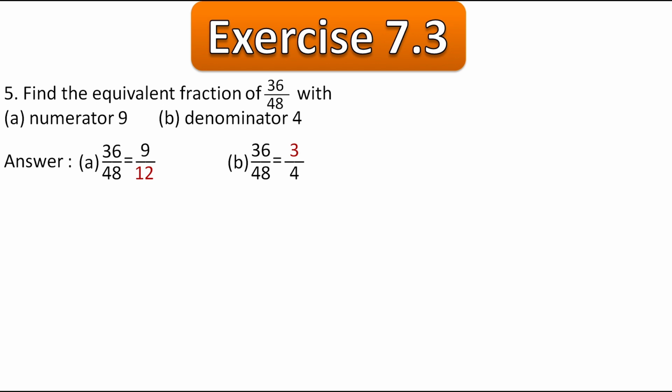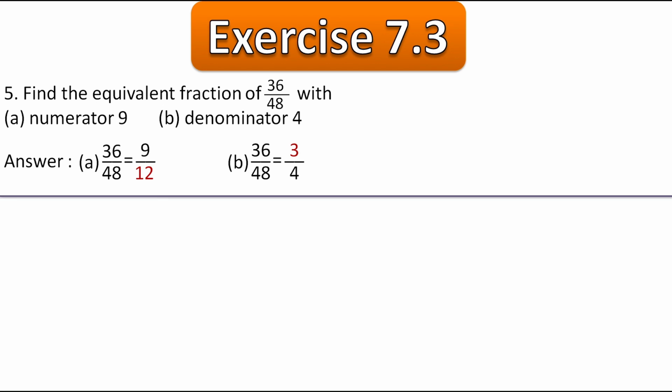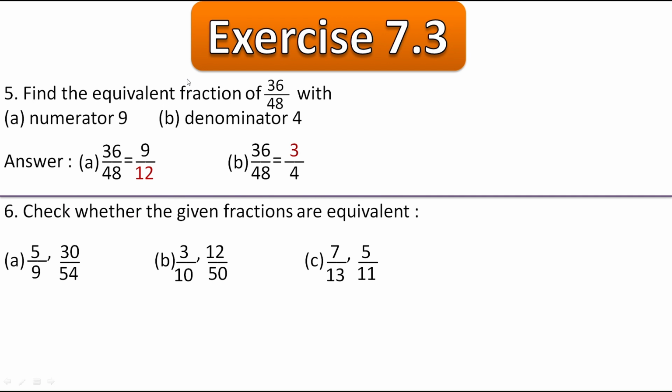Now let's solve the sixth one. Check whether the given fractions are equivalent. Okay, now here they have already given the fractions. We have to just check. We will check it orally only. Okay, now see here, 5 sixes are 30, right? Whether 9 sixes are 54? Yes, 9 sixes are 54. Therefore, both fractions are equivalent.